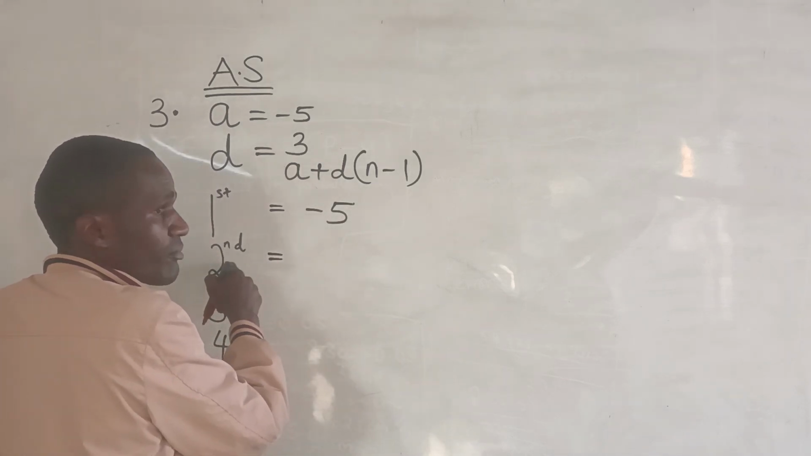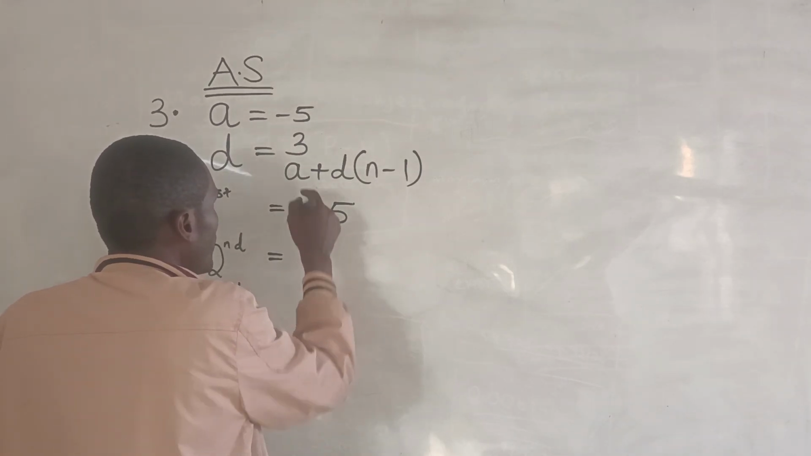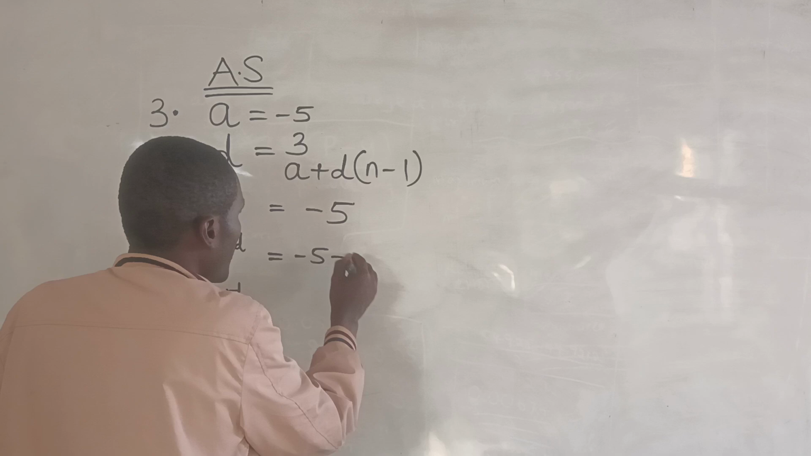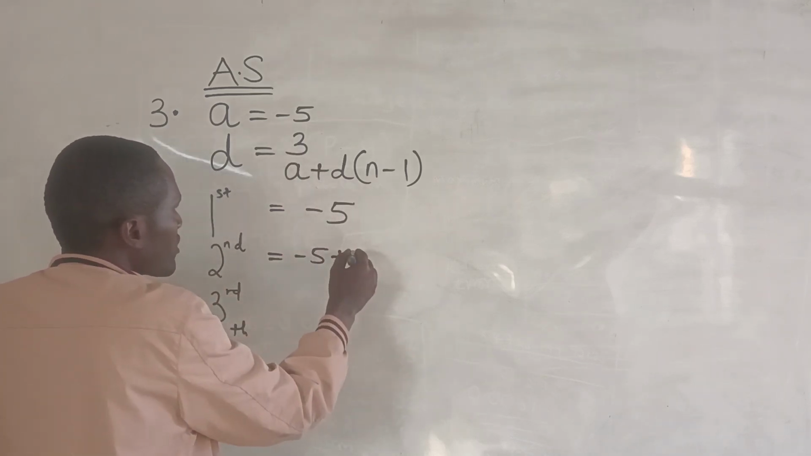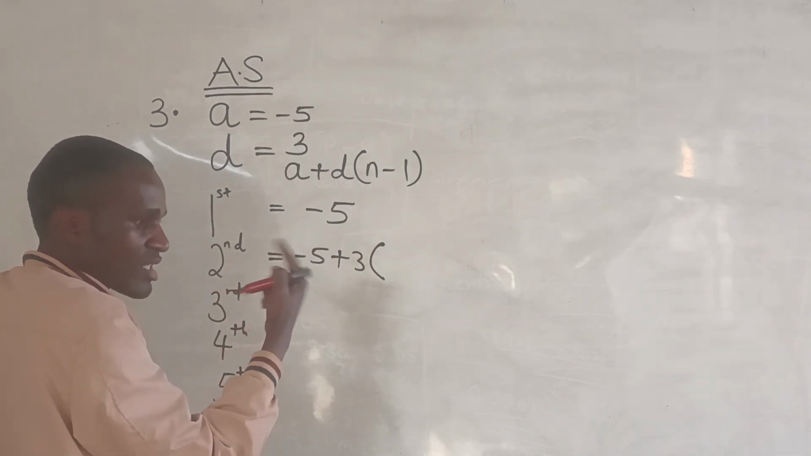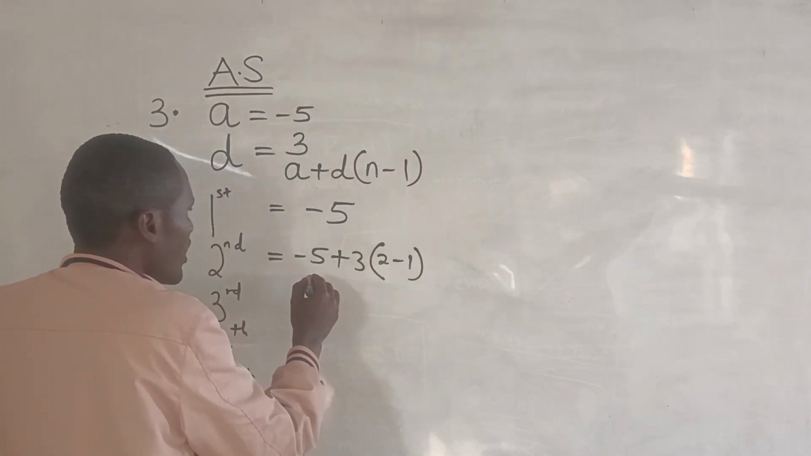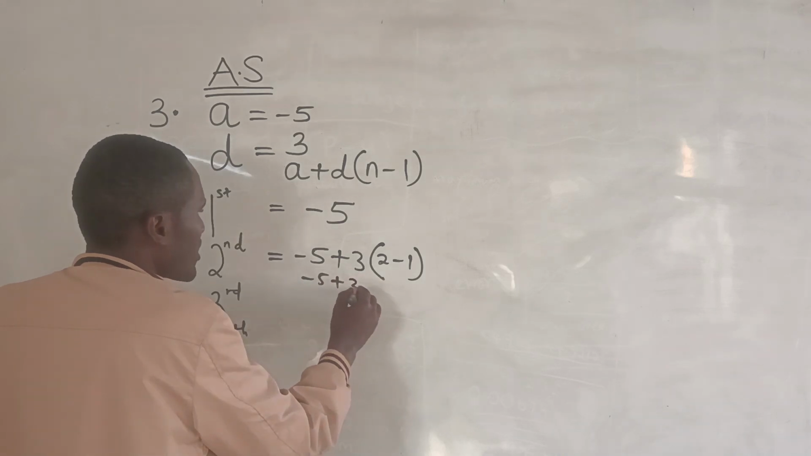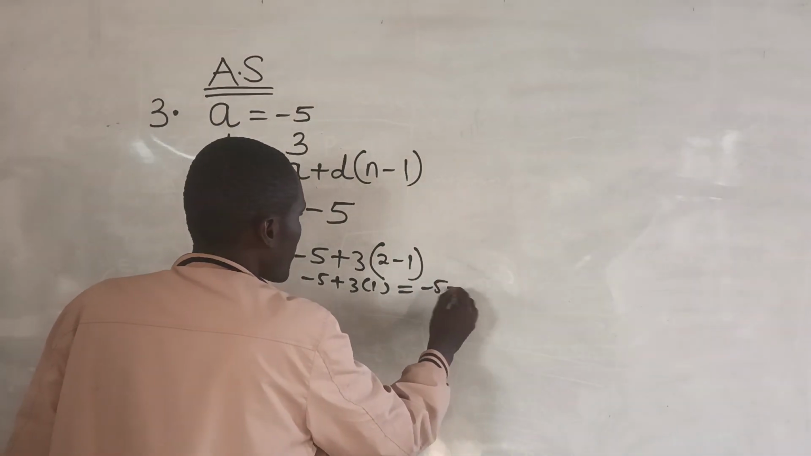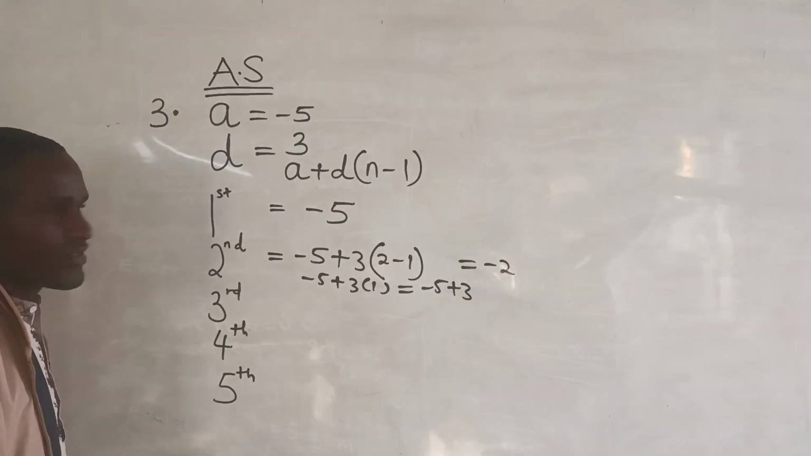So, how do I get the second term? I'll go back to the formula. I know very well, I'm going to say the first term, which is -5, I'm using the formula to get the second term. So, the first term, which is -5 plus our common difference, which is 3, then into n, the second term. So n stands for the number of terms. So it's the second term. So we shall use 2. So we shall say 2 minus 1. So I'm going to have -5 plus 3 into 1. So this translates into -5 plus 3. And this gives us -2. So our second term is -2.